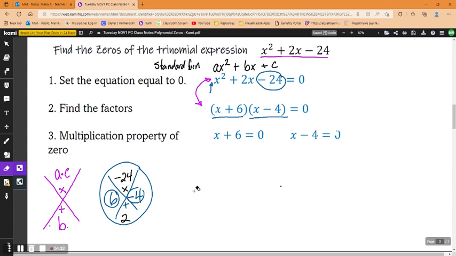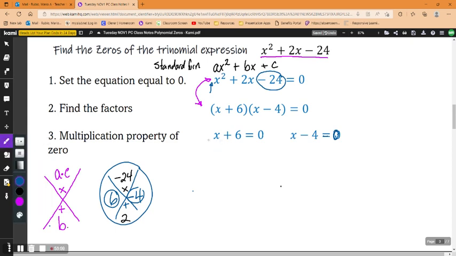Once you have the factors, you use the multiplication property. So the multiplication property says that if you have x plus 6 times x minus 4 equals 0, you can actually split those up and write them this way. X plus 6 equals 0 and x minus 4 equals 0. So you can break that up into two separate equations. That's supposed to be a 0. And now we want to solve each of these for x.